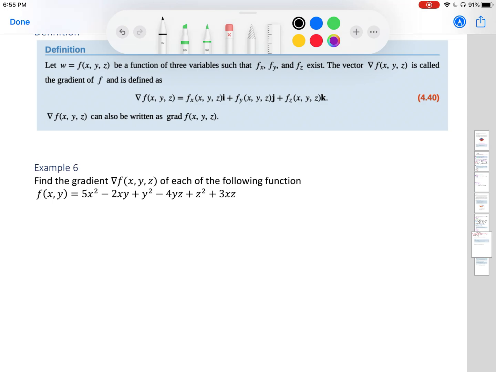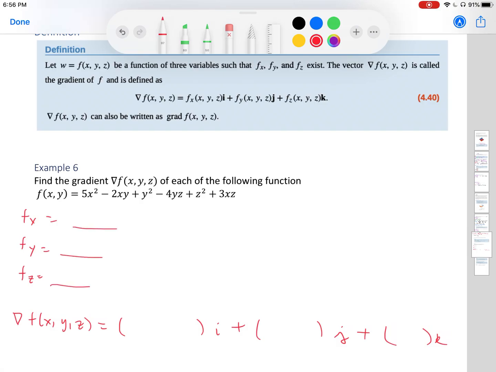I'll leave this one for you. I think you can do this. So you find your partial derivatives for each one, and then you find your gradient. So you'll have something i, something j, something k, where the something is what you found above.